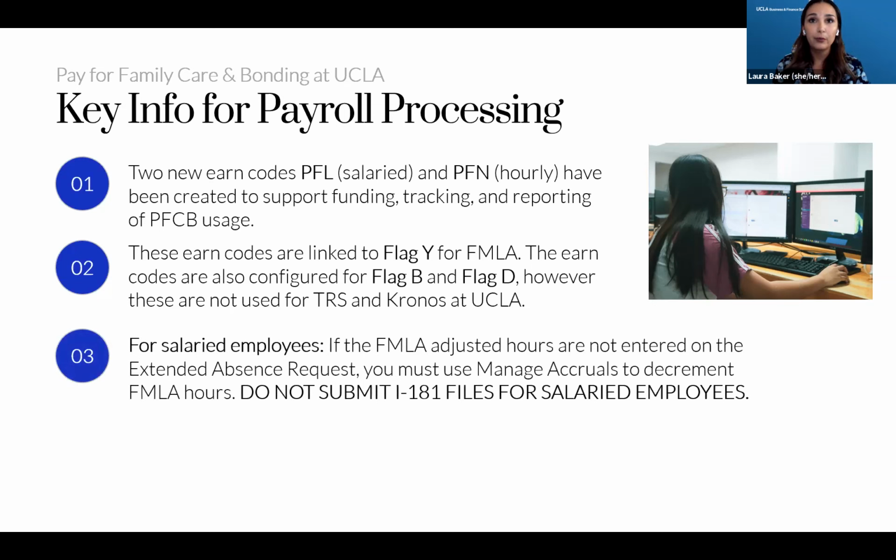So for salaried employees, as we said before, your FMLA adjusted hours, if you don't enter them on the extended absence request, so that field that Kennedy showed, that 80 hours that you want to make sure that you add so that their FMLA is decremented. If you on accident leave it blank, you would need to use the manage accruals page in UCPath in order to decrement that employee's FMLA hours.